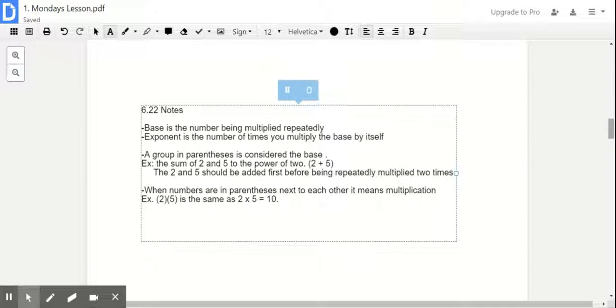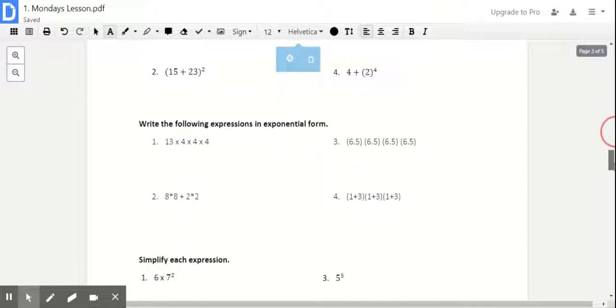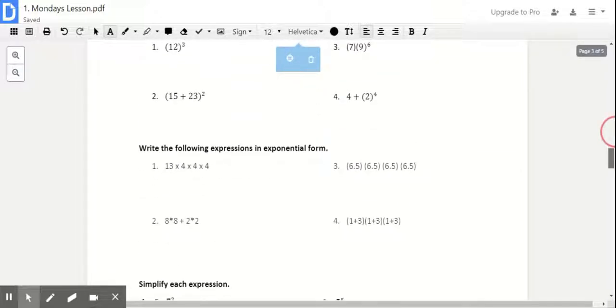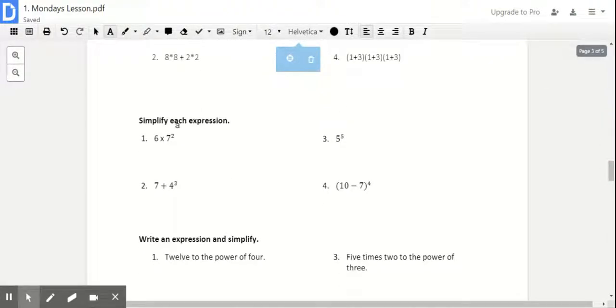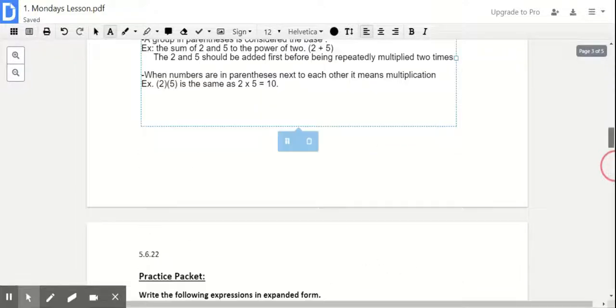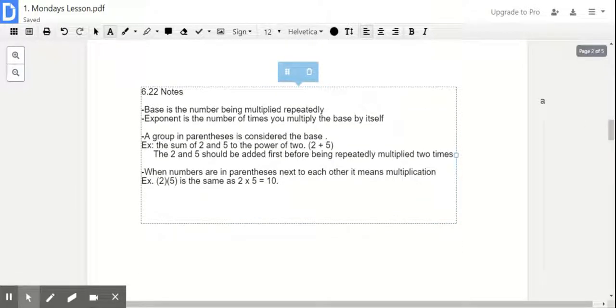All right. So you guys are now going to get started on your practice packet for today. When it says simplify, that means that you are going to be solving for this. Okay, so do not get that misconstrued with what you guys have to do. So go ahead and get started. Make sure you are pausing the video here to write down your notes and then begin your practice packet.